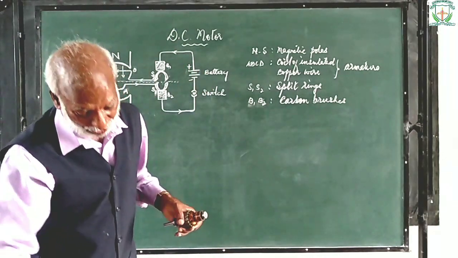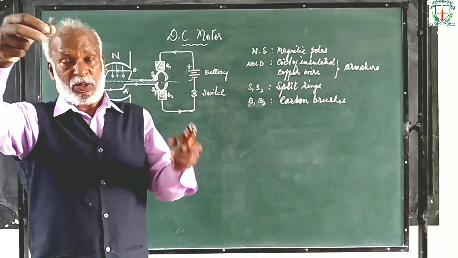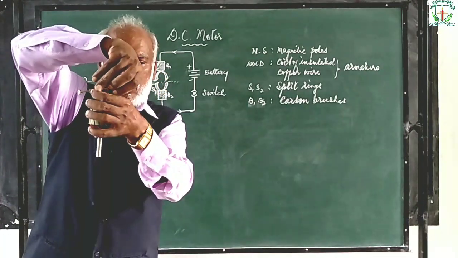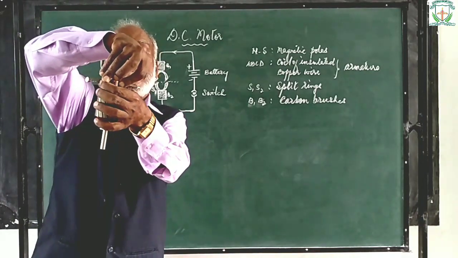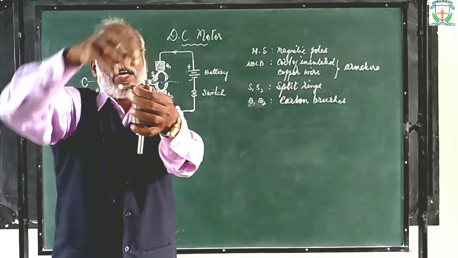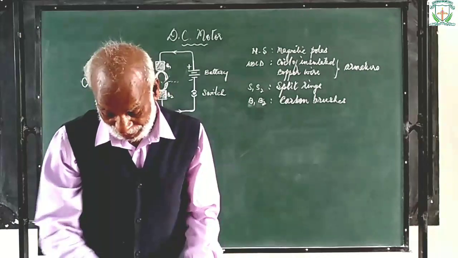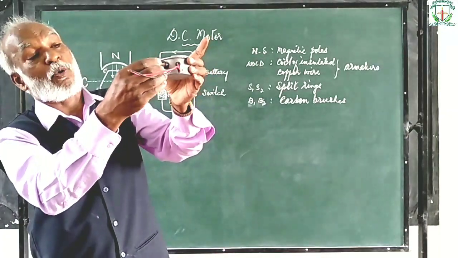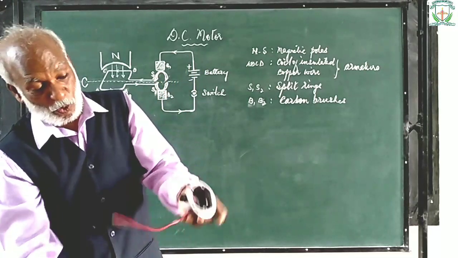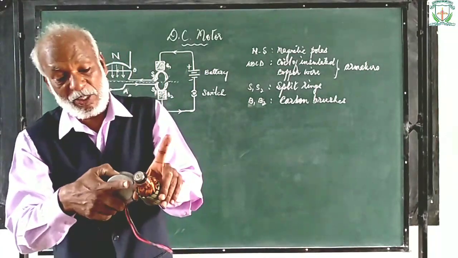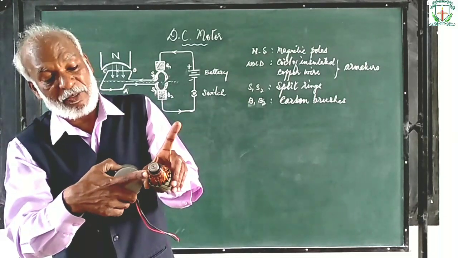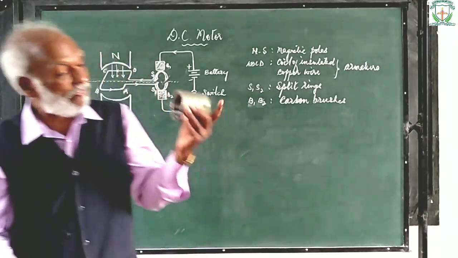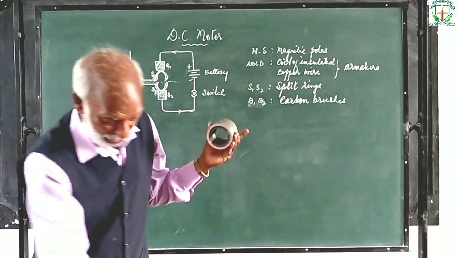I told you about carbon brushes. These are the carbon brushes. You have 2 brushes to be connected like this in the mount. 2 brushes are in contact with the split rings. See, this is the mount for the carbon brush. So this mount comes in contact with the split rings when this mount is placed in the device. And here you have 2 magnetic poles.